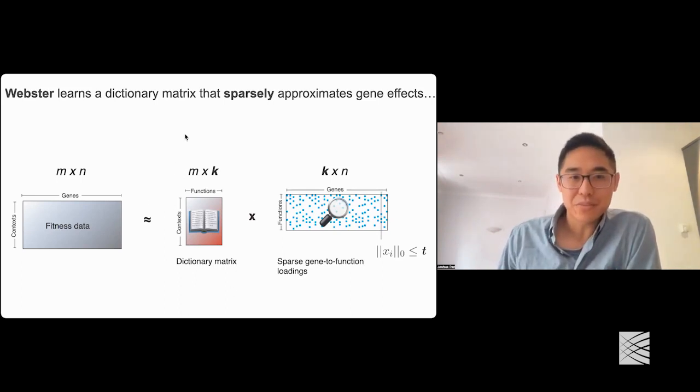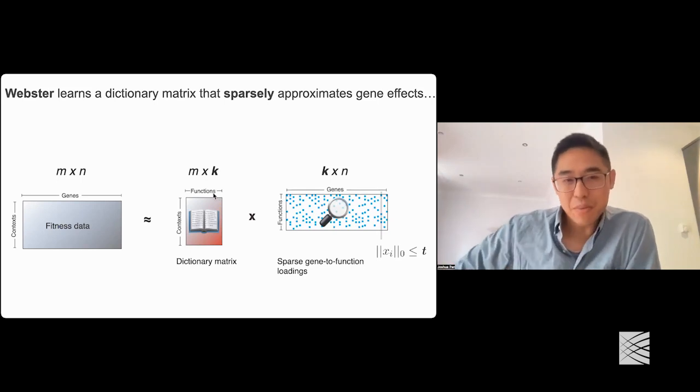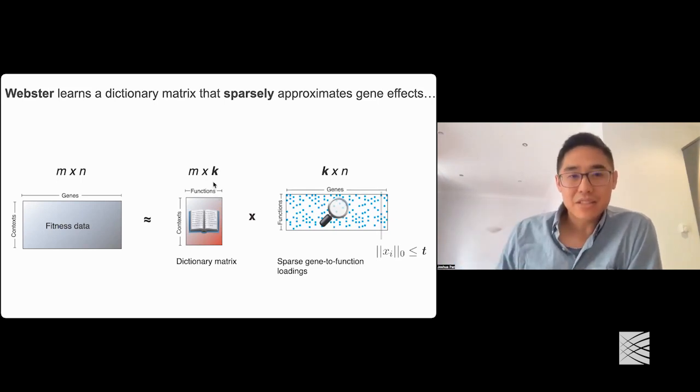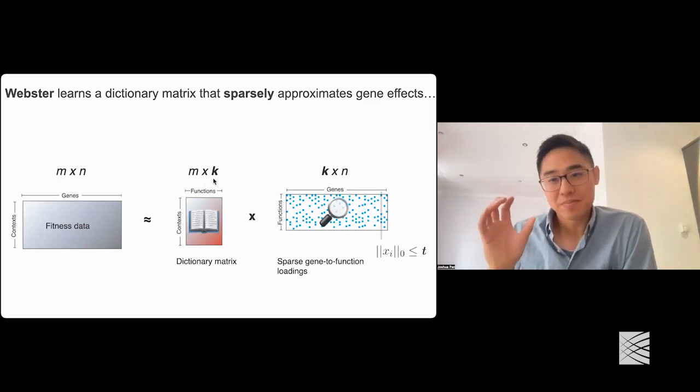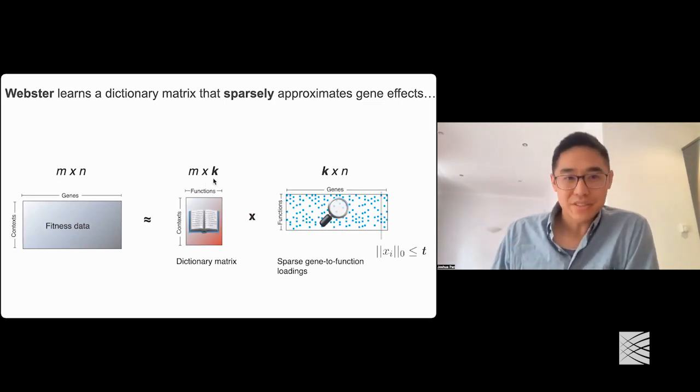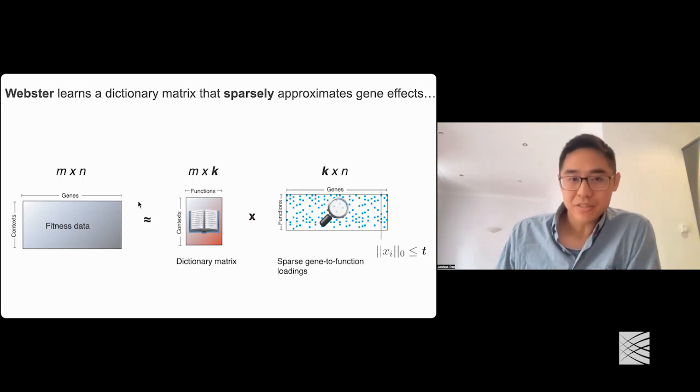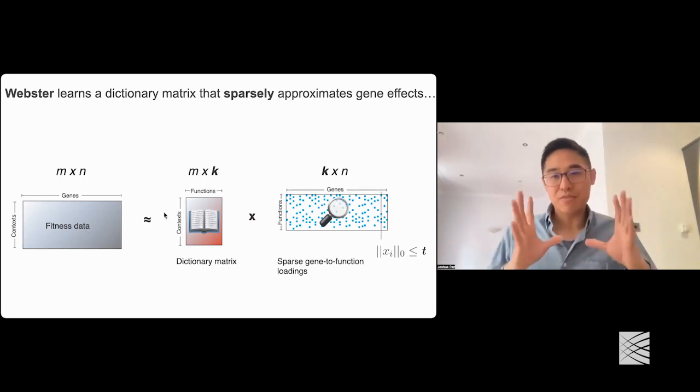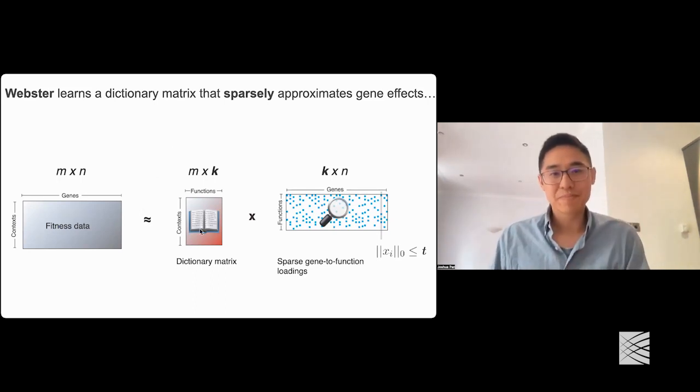So the first matrix in red here has dimensions m by k. That's the number of cell contexts by the number of functions or latent variables. And that k is a number you can choose, but it's a low rank. So k is small. So you're trying to learn a set of k functions from a set of n gene perturbations. Okay, so that's your first output.